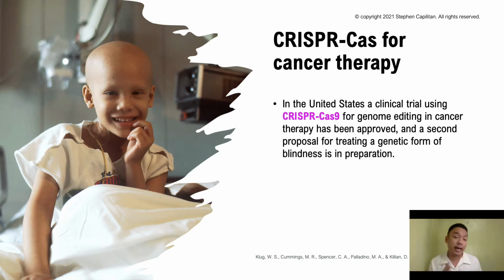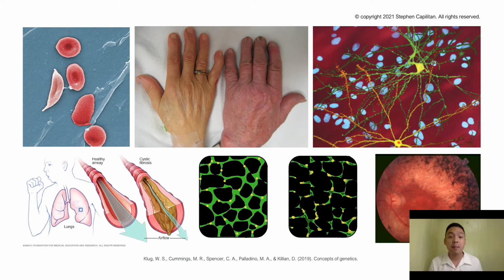CRISPR-Cas is highly phenomenal because in the US, a clinical trial using CRISPR-Cas9 for genome editing in cancer therapy has been approved, and a second proposal for treating a genetic form of blindness is in preparation. And there are so many diseases that are easier to treat because of these genetic editing mechanisms.